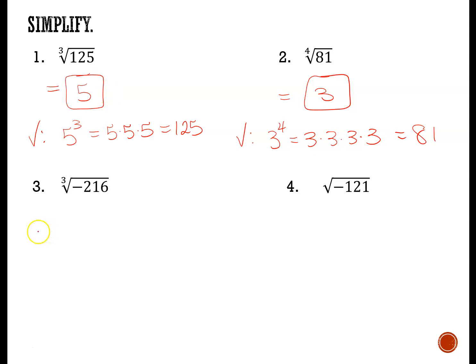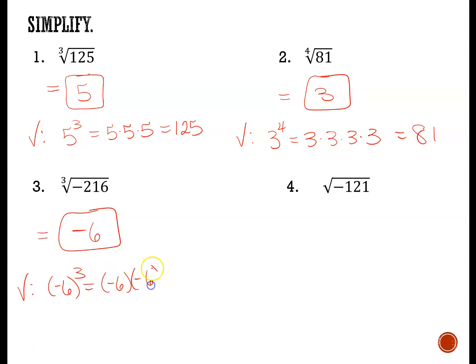Look at number 3. We've got the cube root of a negative number. There's no I for cube roots. That negative just means our answer's negative. And the number to the third power that's 216 is 6. So our answer's negative 6. And if we check it, we would have to take negative 6 to the third power. So it'd be negative times negative times negative, which would result in a negative. So that's how we know negative 6 is correct.